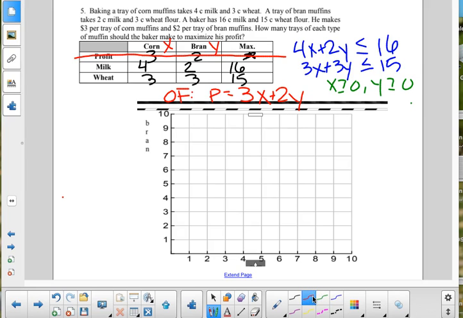So we have to graph them. So in order to graph this first line, we don't want to get y by itself. Instead, we want to use the intercepts. So we make a little table, and what numbers do we plug in? Should be for the corn. For which one? For the corn. Or the bran.